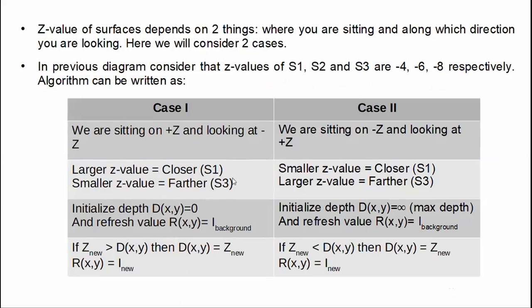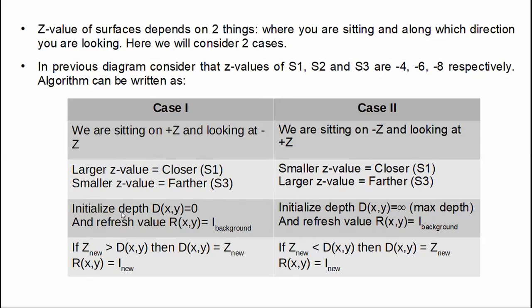And the same, opposite case, we can consider that we are sitting on negative z and looking at positive z direction. So smaller z value will definitely be closer, S1 will be closer, and that will be the S1 surface, and larger z value will be the farther one, and in our example, it is S3. Okay. Now, the algorithm starts with initialization.